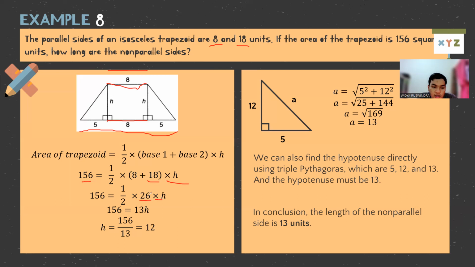So 26 divided by 2, we get 13h. Dividing both sides by 13, we get the h value is 156 over 13. So the h value is 12. So we know the h value is 12.